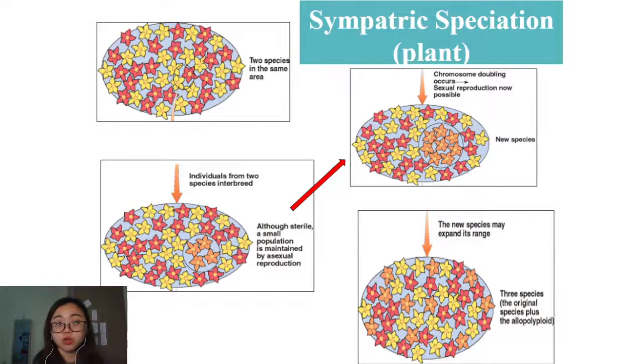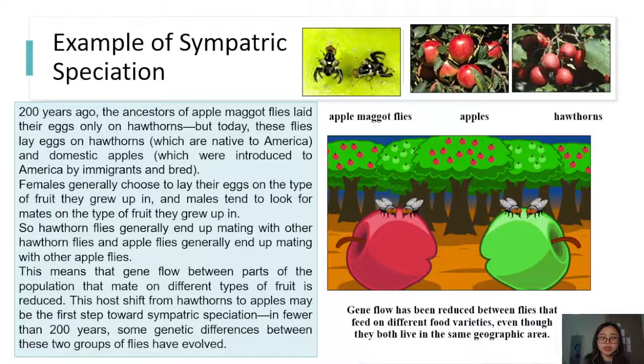The new hybrid orange is a result of allopolyploidy and hybridization. We also have another example here. This is more of an extra information. This is a real-life example of sympatric speciation.